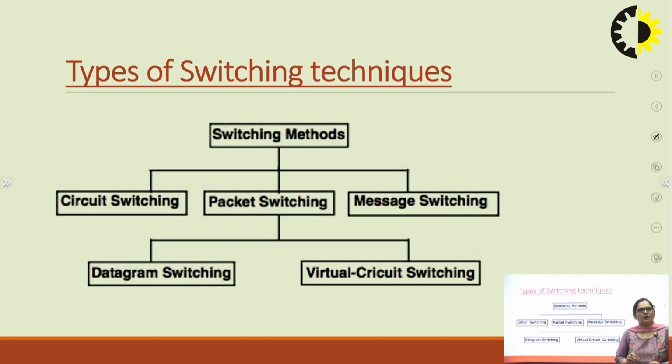Basically, we have three types of switching methods through which we can create large networks. One is circuit switching, second is packet switching, and third is message switching. And packet switching is further classified into two methods: datagram switching and virtual circuit switching.